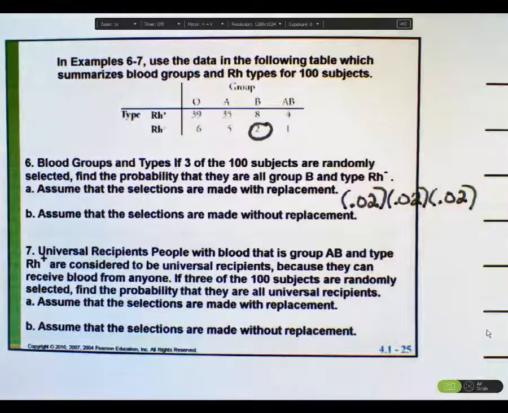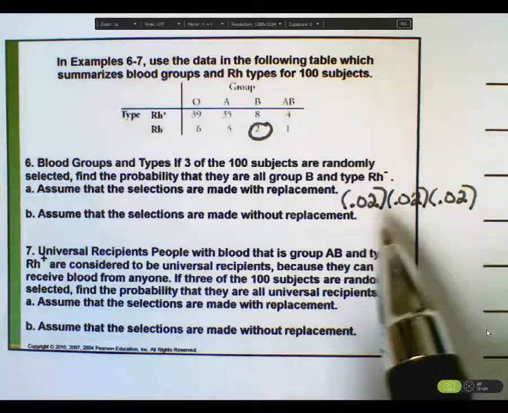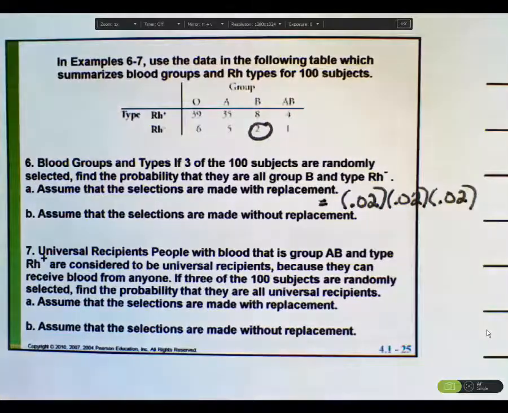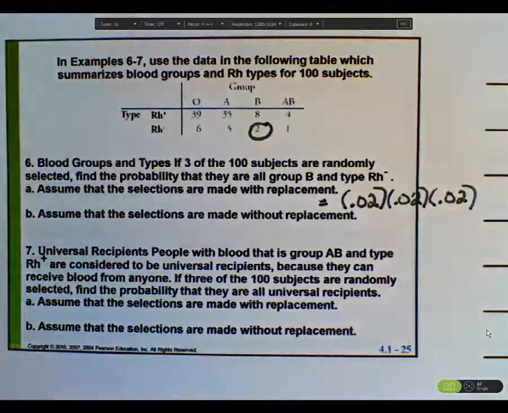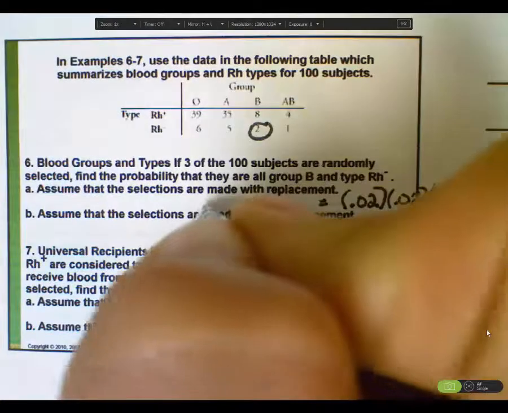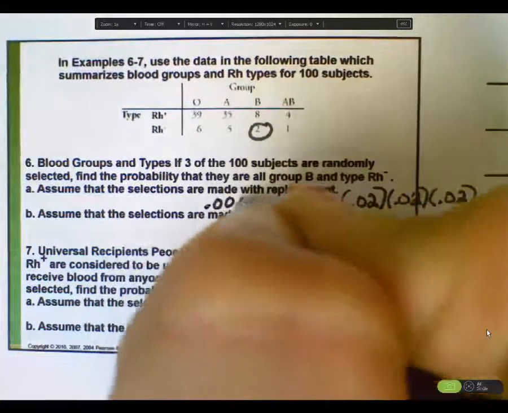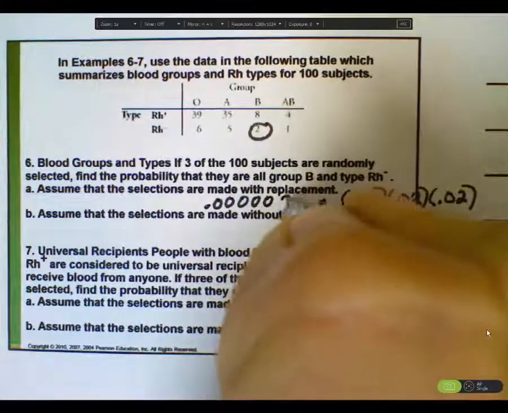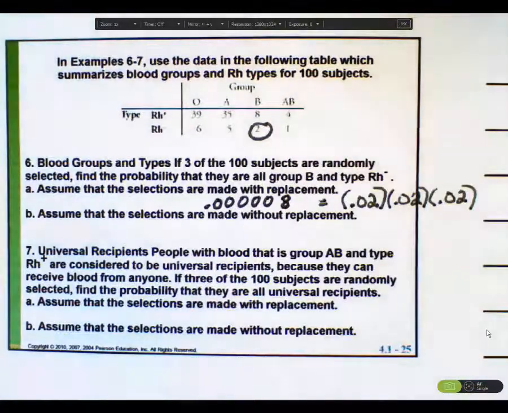So the probability that all 3 will be group B and Rh negative is 0.02 times 0.02 times 0.02, or you could just enter it as 0.02 cubed. That is 5 zeros and an 8.